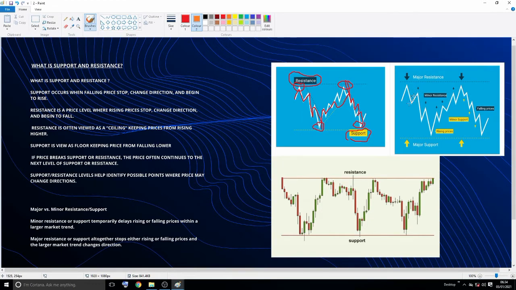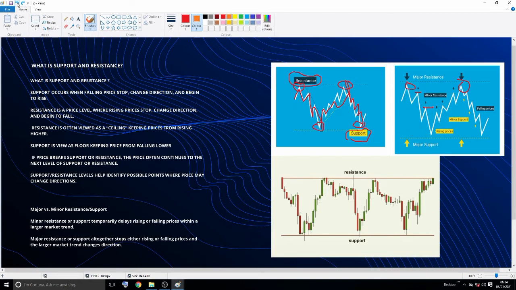Now when we are talking about the minor resistance, we are talking about these levels. This is a major resistance, and these smaller levels here are minor resistance, and these are minor support. Those are the small movements that delay the price from just dropping straight, but they form waves. They make the price fall in waves instead of just dropping on a straight line. That's the minor.